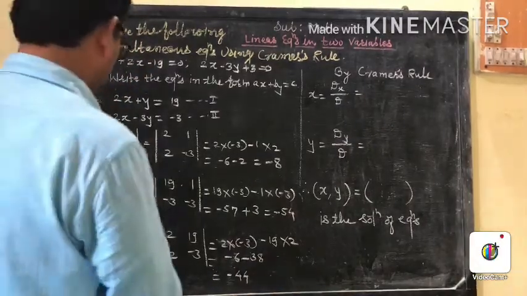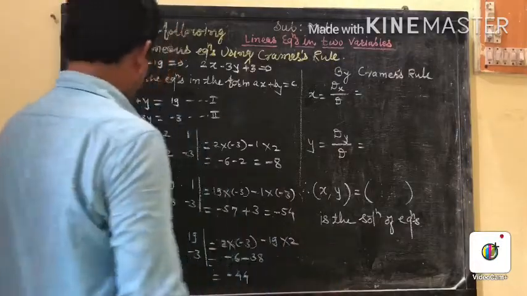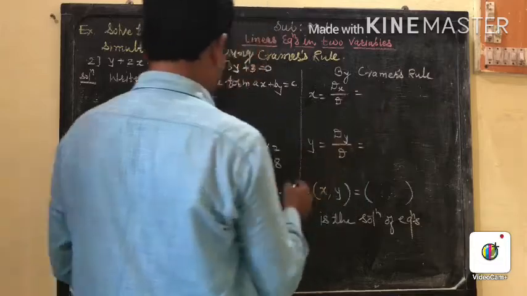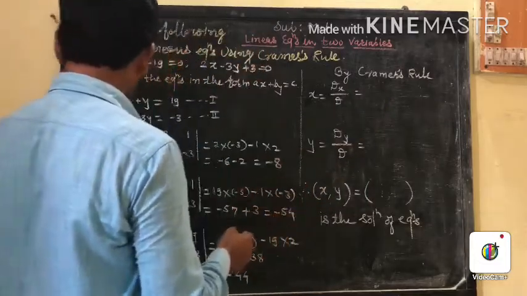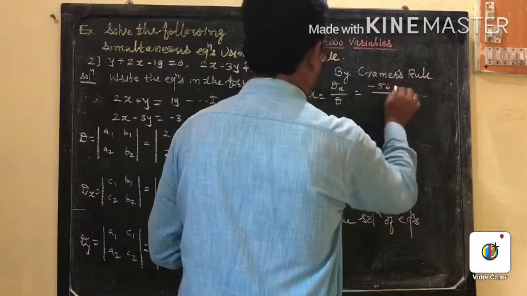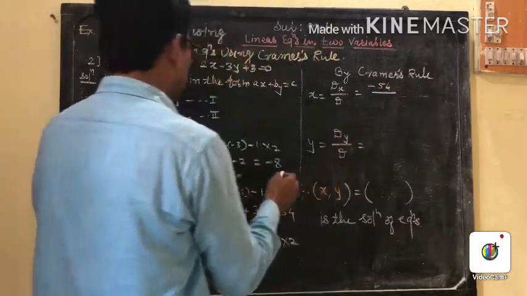Now find out the value of x and y. x is equal to Dx upon D, meaning the value of Dx is equal to minus 54 divided by D, the value of D is minus 8.